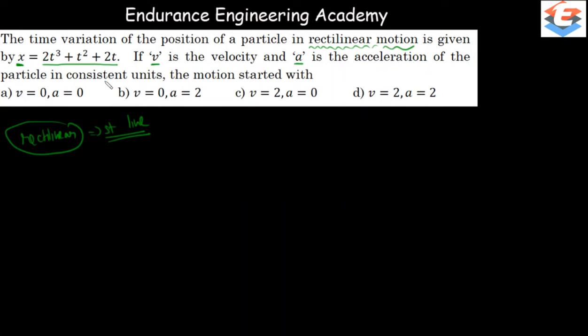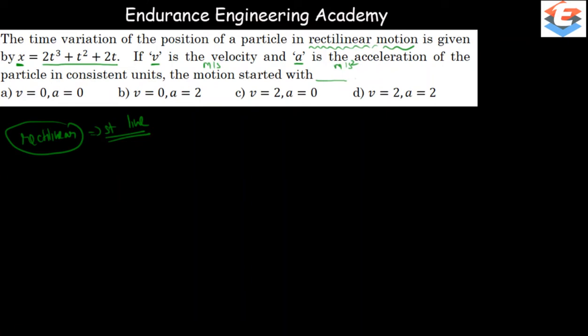in consistent units. So v will be having the corresponding unit, that is meter per second. This will be having meter per second square. So both of them, that is velocity and acceleration, will have their units. And now they are asking the motion started with dash.